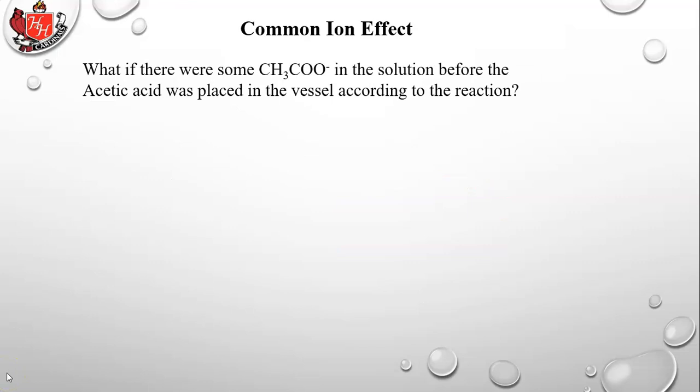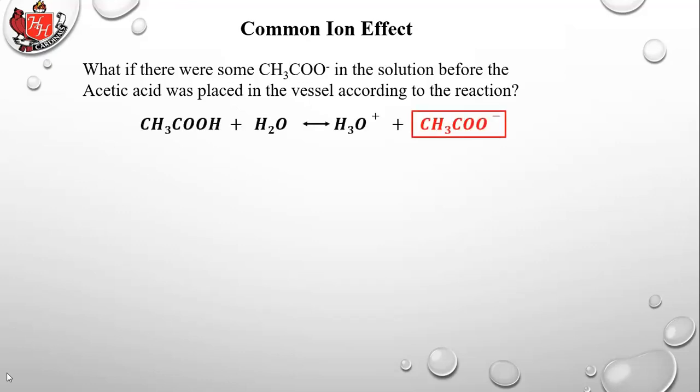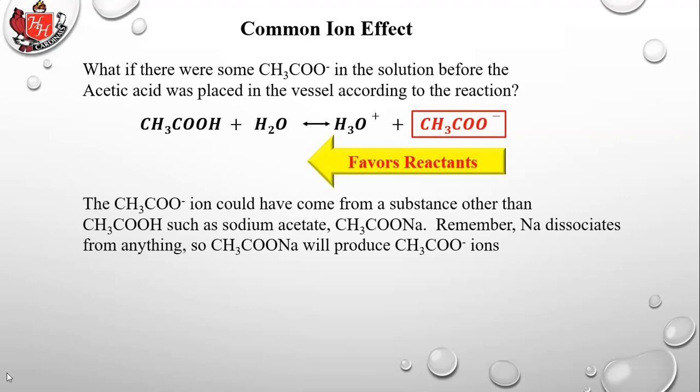What if there were some acetate ion, CH3COO-, in the solution before the acetic acid was placed in the vessel, according to this reaction right here? It's going to favor reactants. So the CH3COO- ion could have come from a substance other than acetic acid. There's other ways to produce an acetate ion.